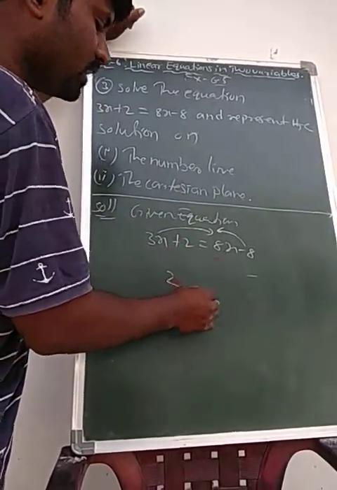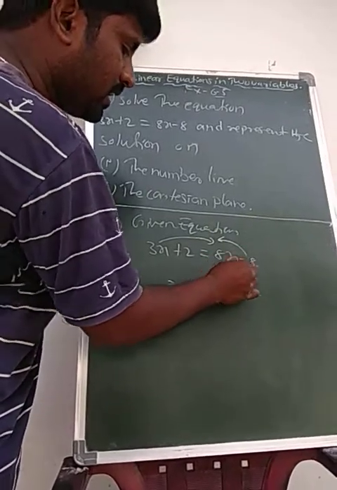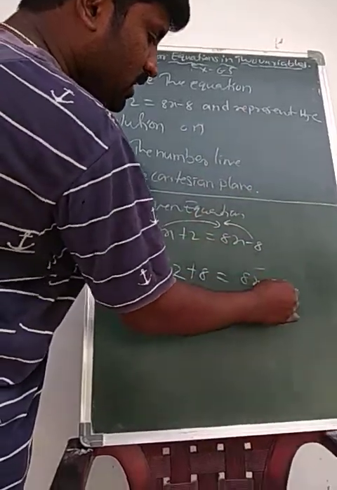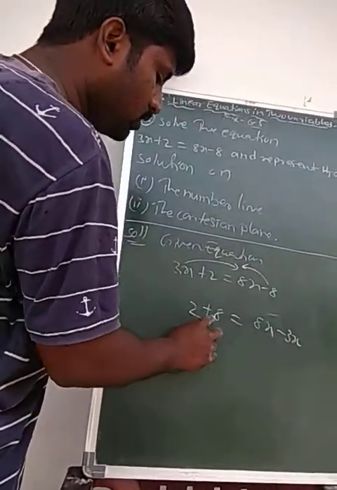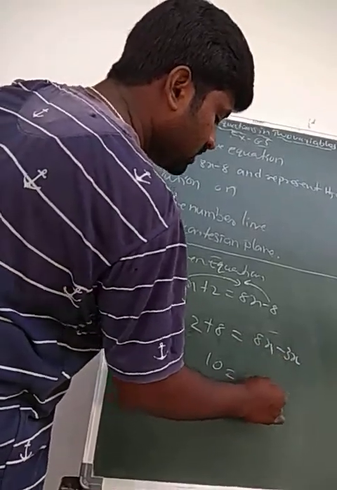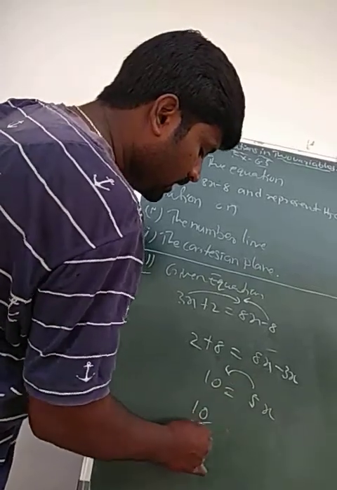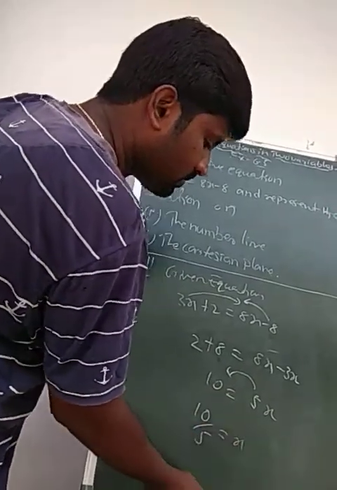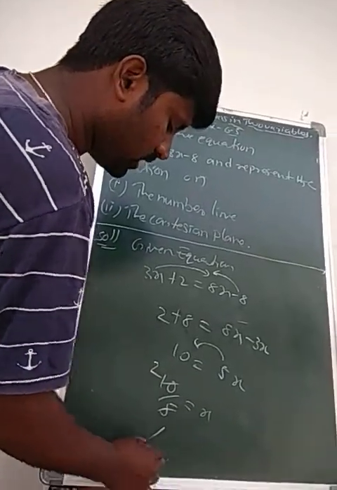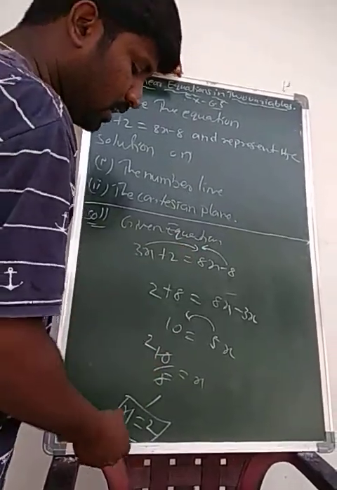Here there is 2. Minus 8 transposing to the LHS becomes plus 8, and here 8x is there. Plus 3x transposing to the RHS becomes minus 3x. Then 2 plus 8 is equal to 10, and 8x minus 3x is equal to 5x. Then transposing 5 to the LHS, 10 by 5 is equal to x. 5 ones are 5, 5 twos are 10. So x is equal to 2.